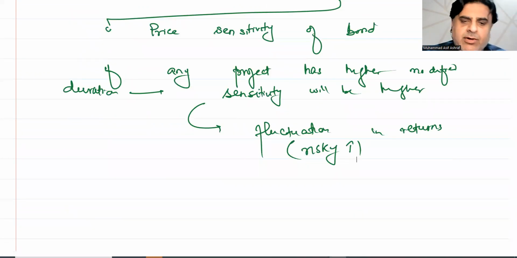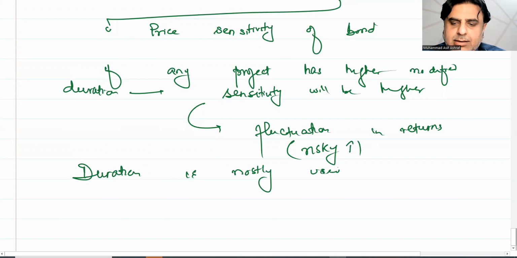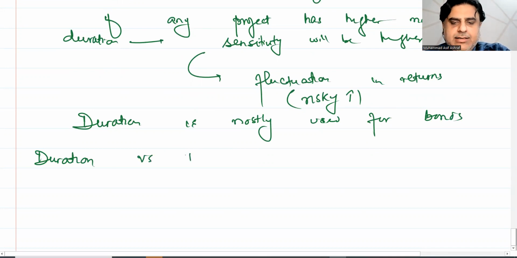Normally, duration is used mostly for bonds. When we compare different bonds, we use the technique of duration. Now you should know the difference between duration and discounted payback period.